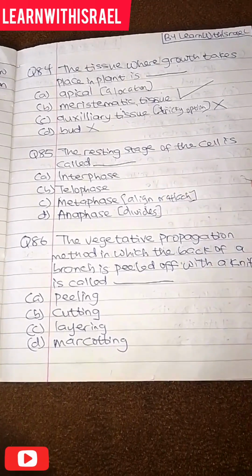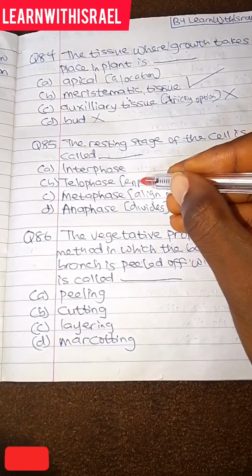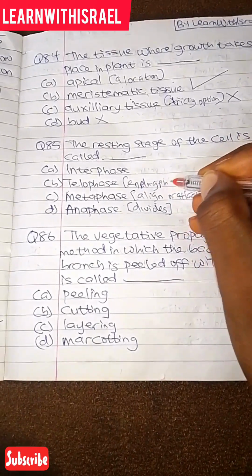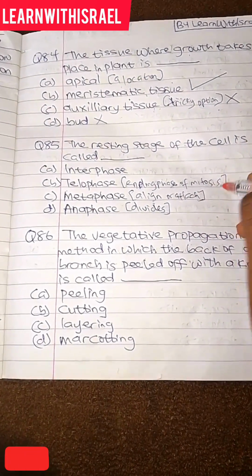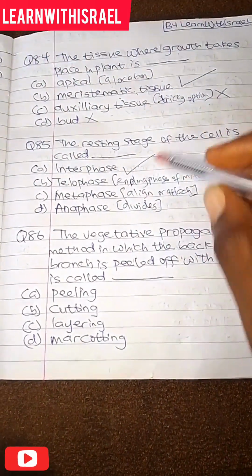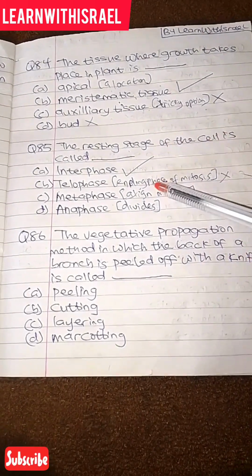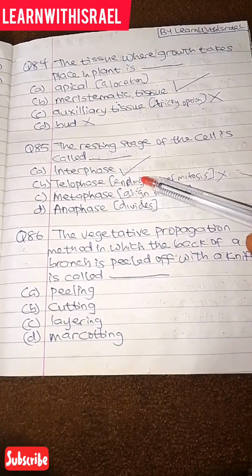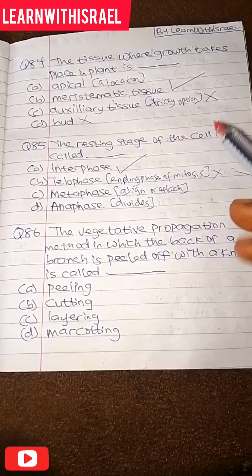Telophase is the ending phase of mitosis, which is also wrong. The correct answer is interphase. Interphase is the resting stage of the cell. It's the phase between cell divisions where the cell rests and grows.